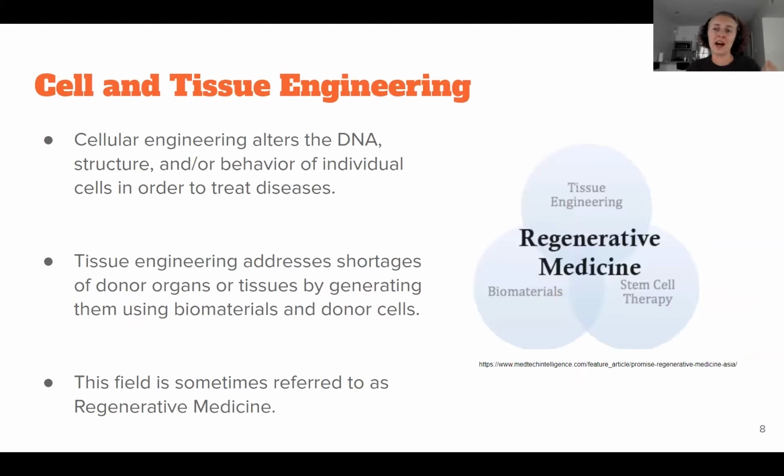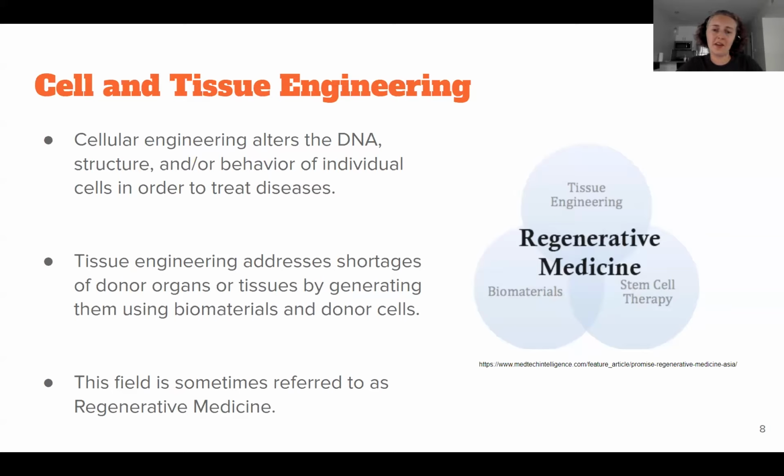The subfield out of those four, the second one we're going to talk about is cell and tissue engineering. And these are also pretty self-explanatory. So cellular engineering, we're focusing on individual cells. We're altering the DNA, the structure, or the behavior of individual cells or groups of cells in order to treat diseases. And this has been investigated in the context of things like cancer, but also a lot of genetic diseases as well that don't really have any existing treatments or any existing cures.